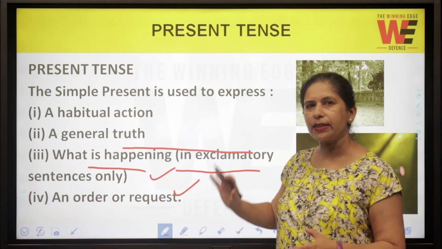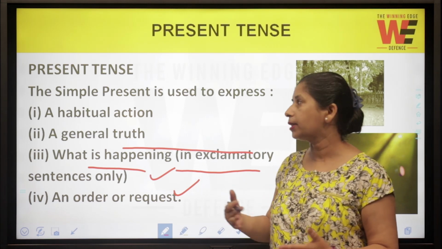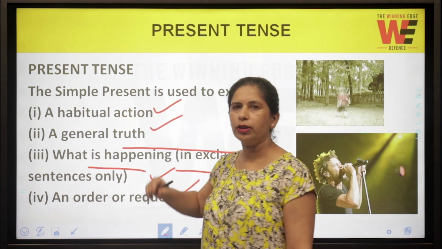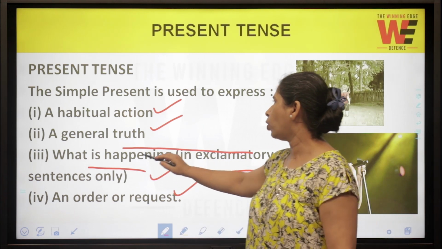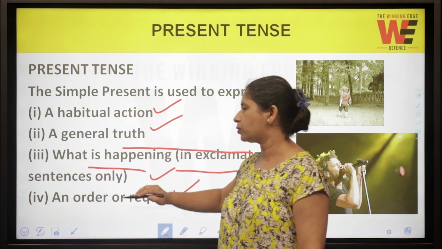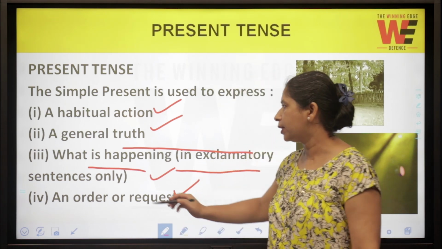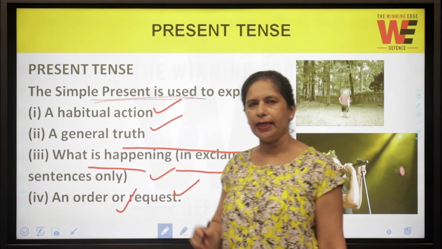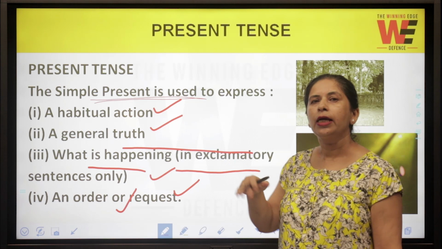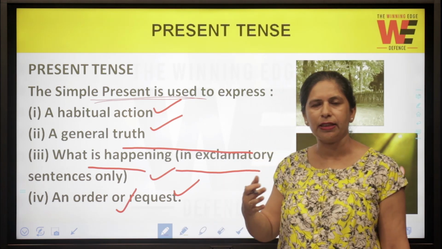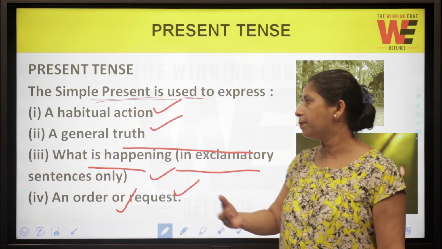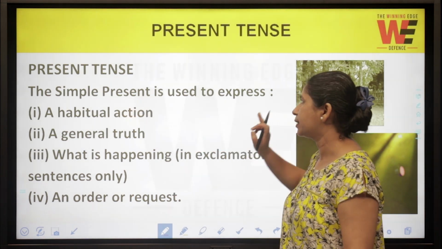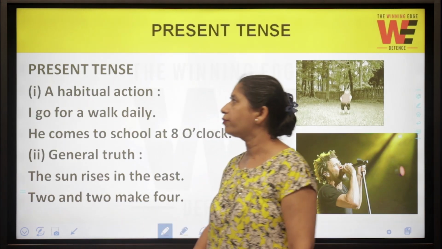तो जो simple present tense है, in what all cases are we basically using simple present tense? Whenever it is something of a habitual action, whenever it is a general truth, जैसे कि we saw in the previous examples, and what is happening in exclamatory sentences only, or an order or request. In सारे cases में which tense are we using, children? We are using the simple present tense. Habitual action, general truth, क्या चीज अभी हो रही है, what is happening. जैसे मैंने बोला I read nearly every day. So this is simple present tense. Or an order or request. In all these cases, the sentences that we form are examples of simple present tense.